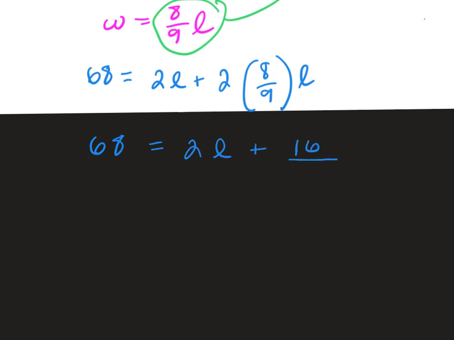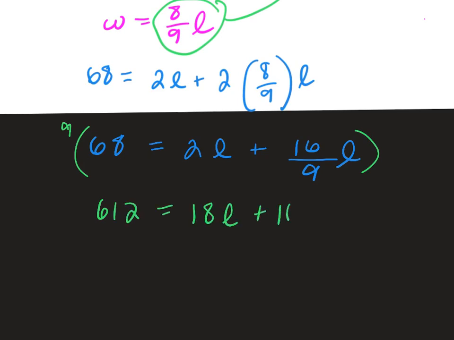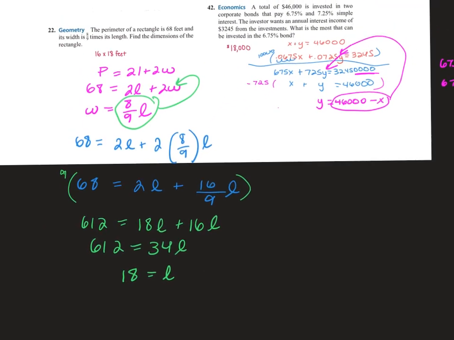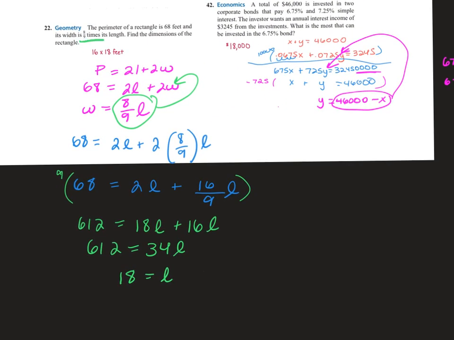2L plus 16/9 times L. I would get rid of the fraction, so I'd multiply everything by 9. Combine your like terms. And then 612 divided by 34 is 18. That's the length. And then the width, that was 8/9 of that length, would be 16.